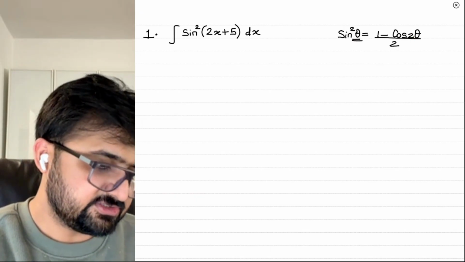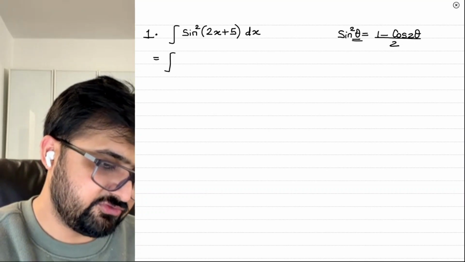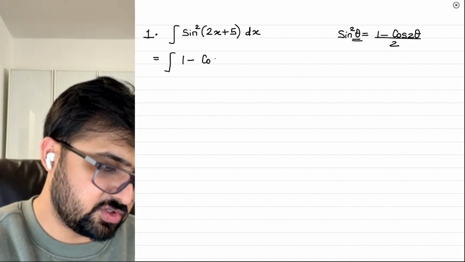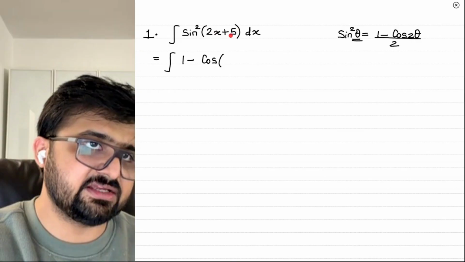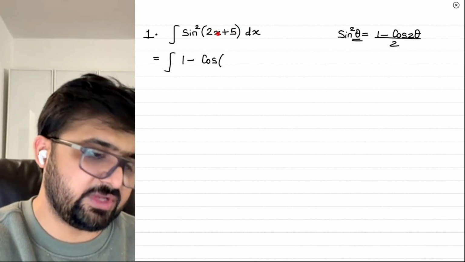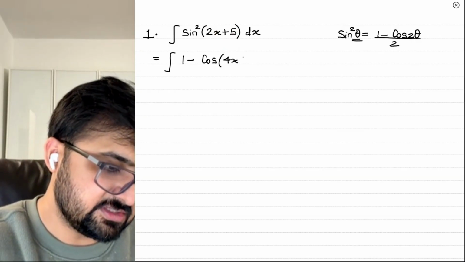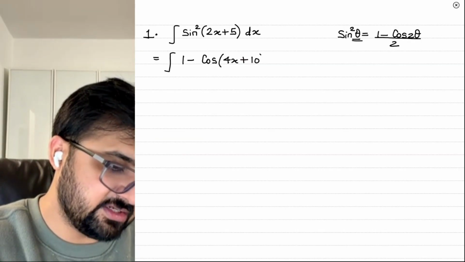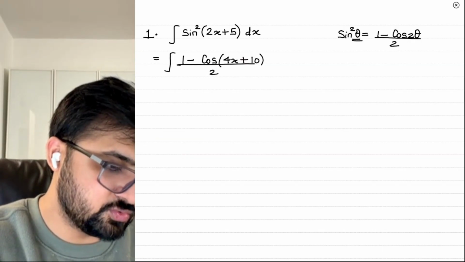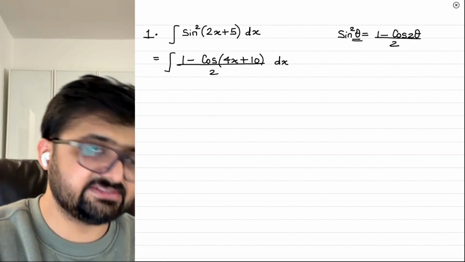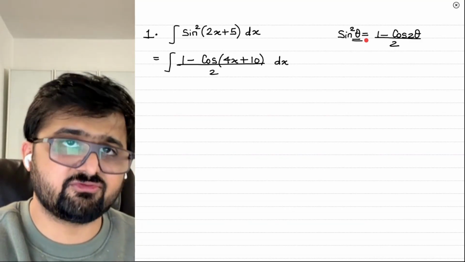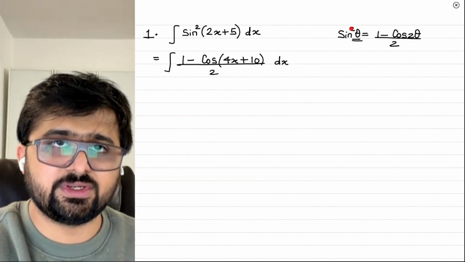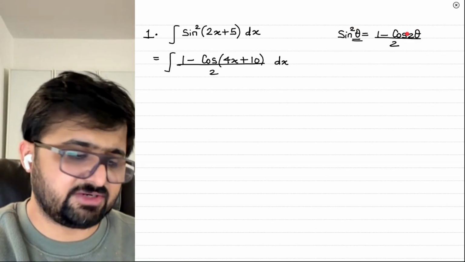So this will become the integration of 1 minus cos. You just double that angle. So that 2x will become 4x, plus that 5 will become 10, and divide by 2, dx. Very simple. We just use that formula to convert sine square from power 2 to power 1.